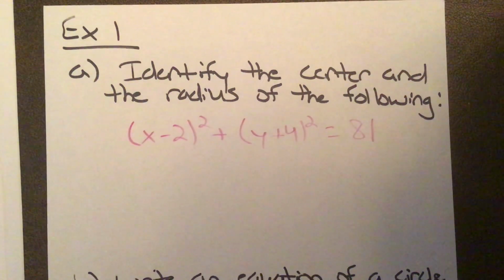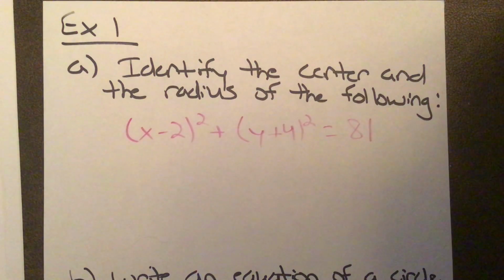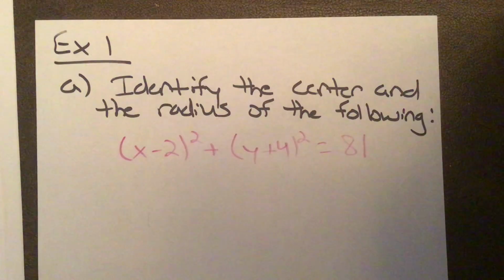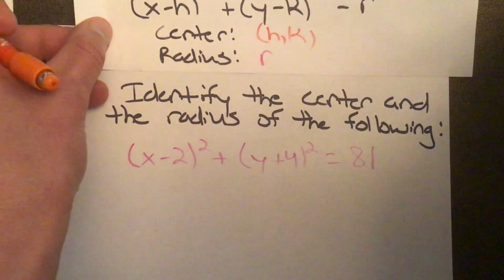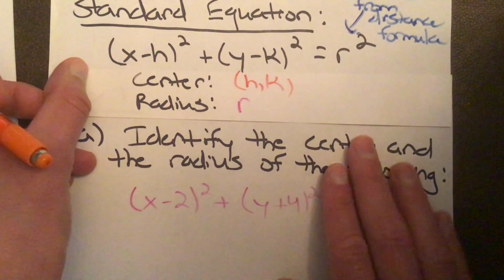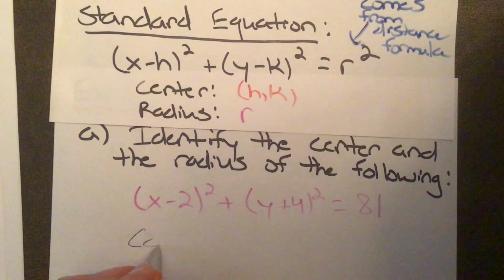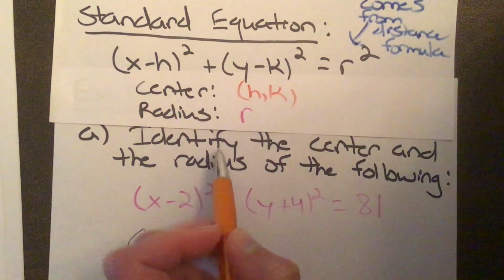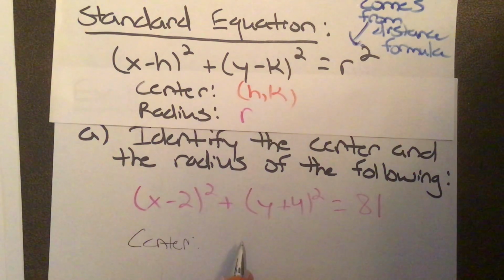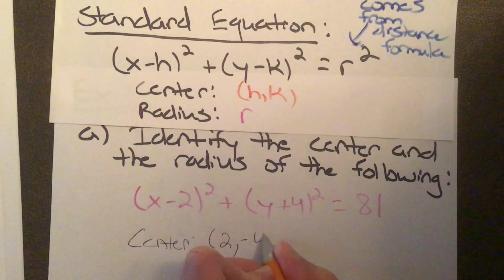Our first example is to identify the center and the radius of the following: (x minus 2) squared plus (y plus 4) squared equals 81. If we go back and put it so you can see both of those, this is our standard equation. Comparing that to what we have here, notice the center is always subtracted from the x and the y. An easy way to remember it is to just take the opposite sign. So in this case, our center would be (2, negative 4).